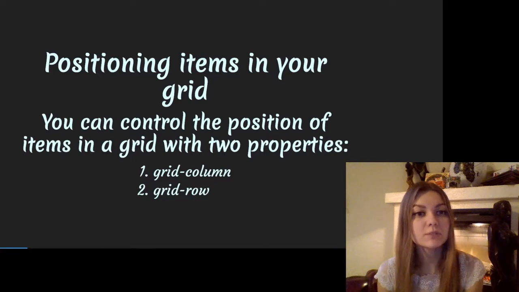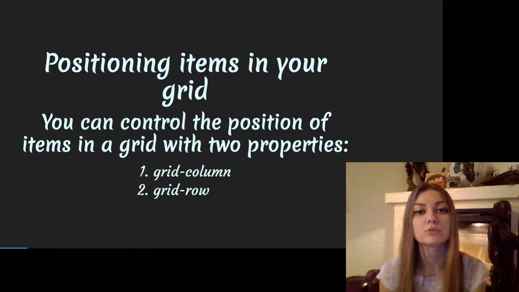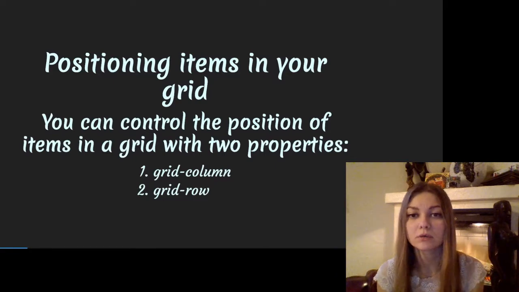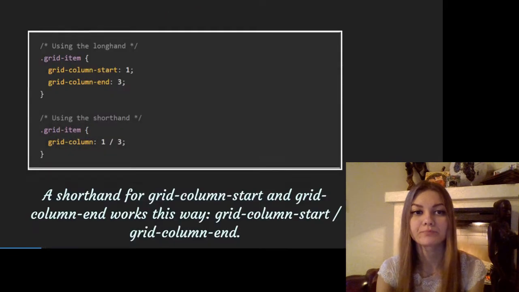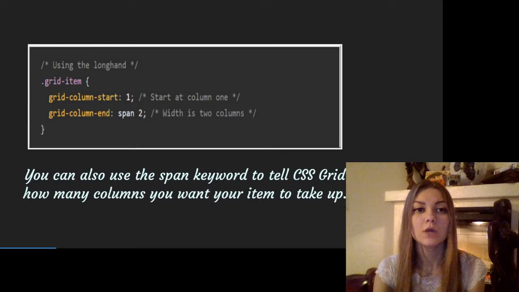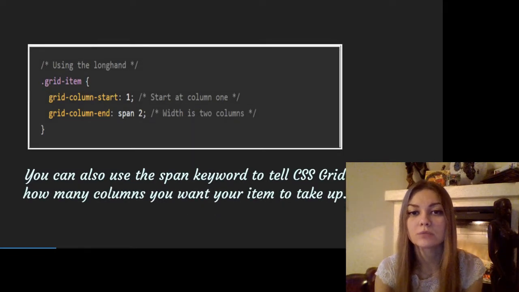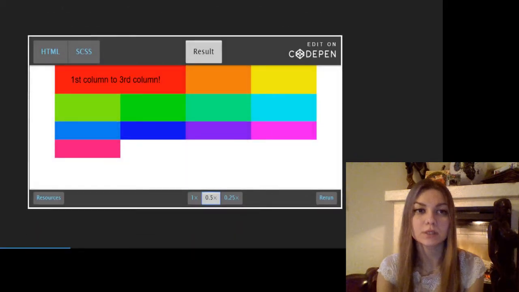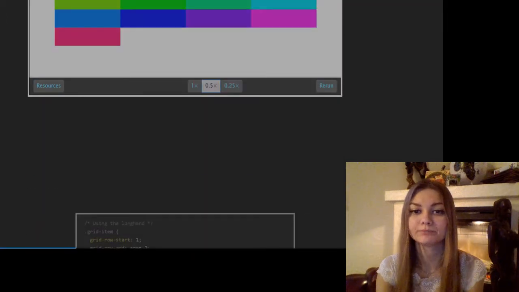You can control the position of items in a grid with two properties, grid-column and grid-row. These two properties can only be used on a grid item. Grid-column lets you choose which columns you want to place your grid item in. A shorthand for grid-column-start and grid-column-end works this way: grid-column-start / grid-column-end. You can also use the span keyword to tell CSS Grid how many columns you want your item to take up. The result of it is in this picture.